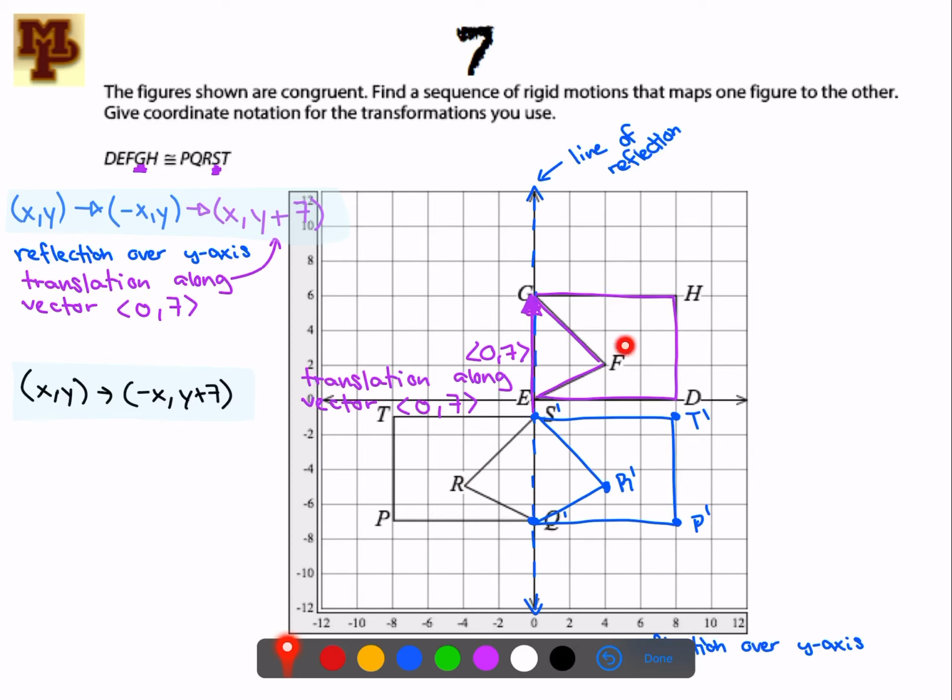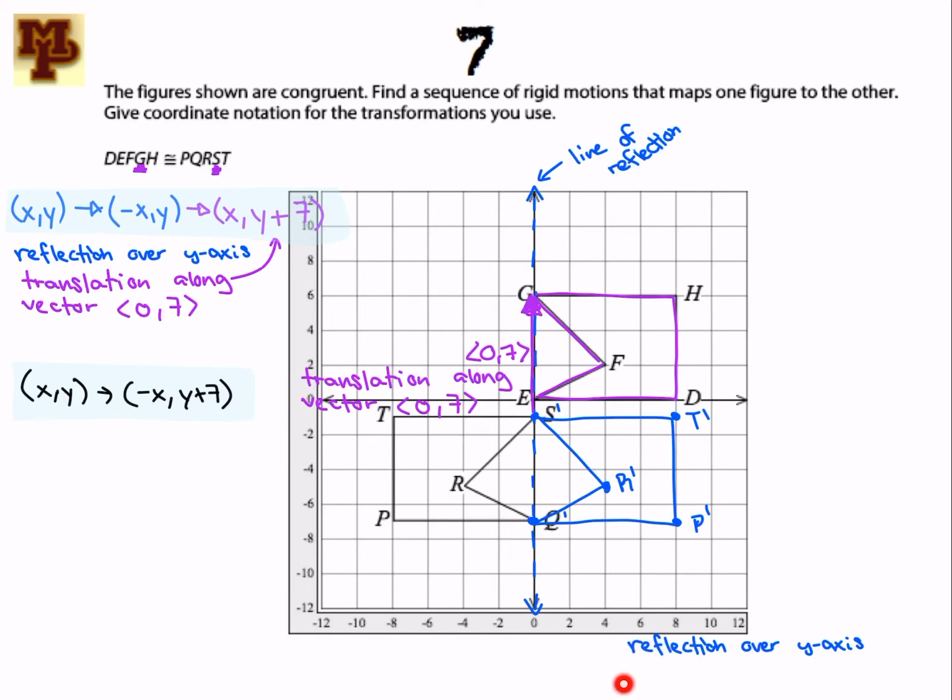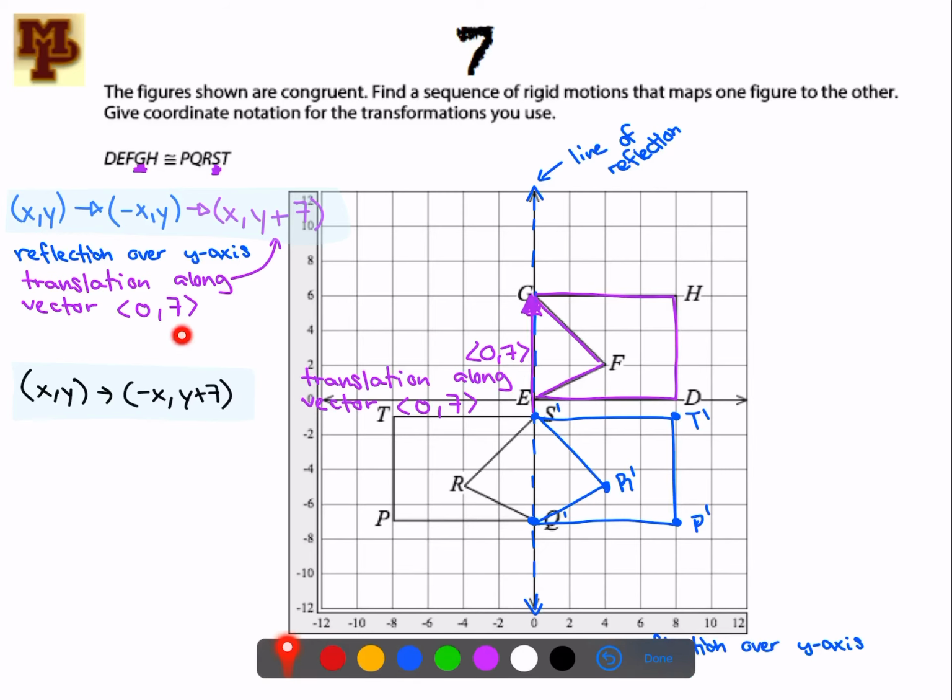And again, if I'm going the opposite way, then I would have just translated down first and then reflected. But regardless, it should be the same. So I reflect over the y-axis, giving me P prime, Q prime, R prime, S prime, T prime. And then I go ahead and I translate just straight up along the vector 0, 7. So I don't move left or right, I just move upward. All right. And that's it for this one. Again, we have component form here, and if we write it all out into one single transformation, it is xy turns to negative x, comma, y plus 7.